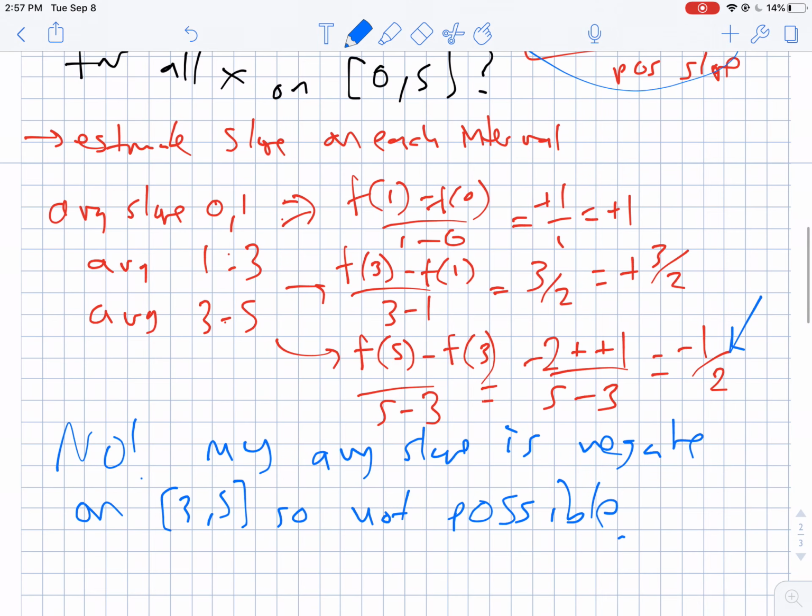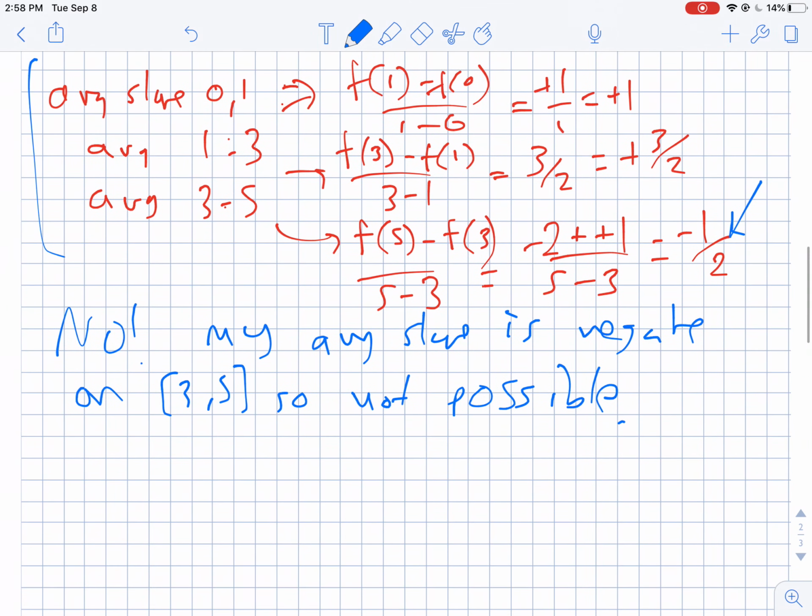Just look at the average slope between the intervals. That's something that's actually pretty useful. So one other thing worth talking about. We got that the average slope on the interval 0 to 1 was 1.